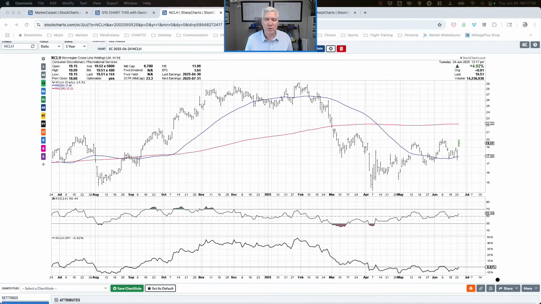So we're going to look at Norwegian Cruise Line. Cruise lines have popped up a bit here this week, Norwegian in particular bouncing off of the 50-day moving average. And this is a chart that I actually have had Fibonacci retracements in play for a little while. And I'll tell you why.